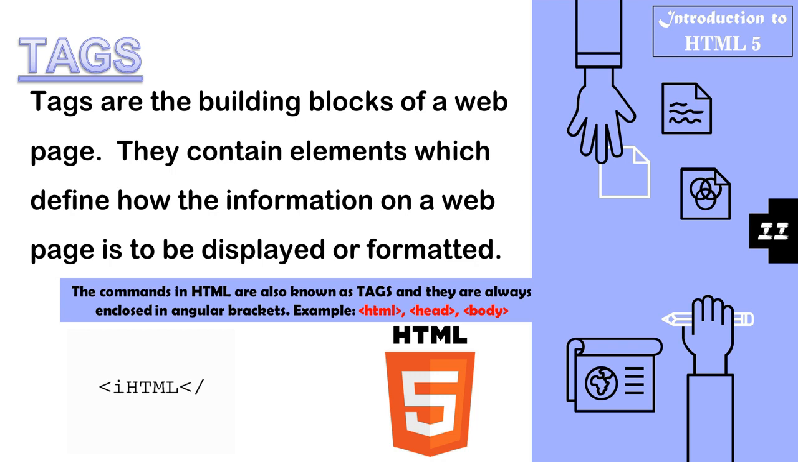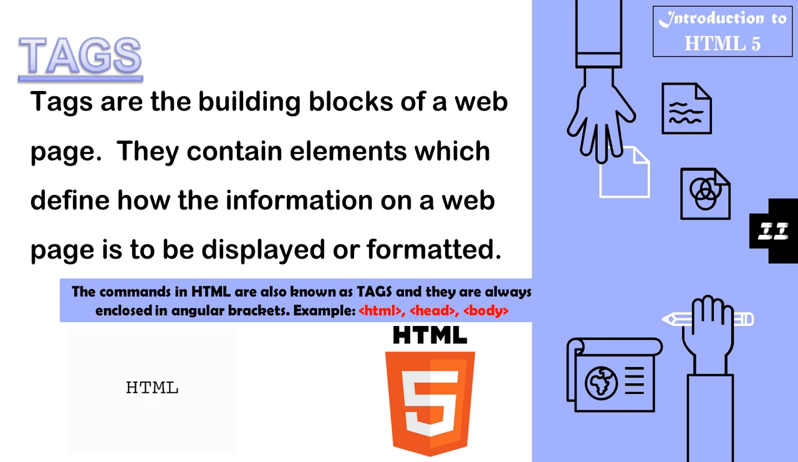Now tags are the building blocks of a web page. They contain elements which define how the information on a web page is to be displayed or formatted. If you remember, I told you in the previous lecture that the commands or the special symbols that are written in HTML are known as tags. Whatever we want to say or display on a web page, we display with the help of tags. Now these tags are enclosed in a pair of angular brackets. The examples are right there: HTML, head, body, and there are many more.